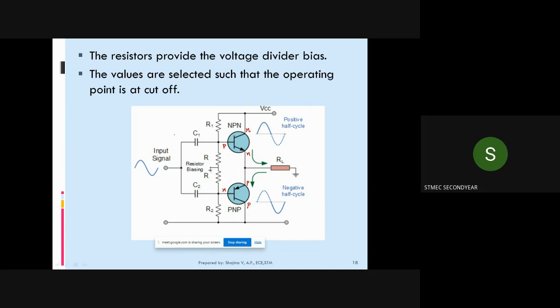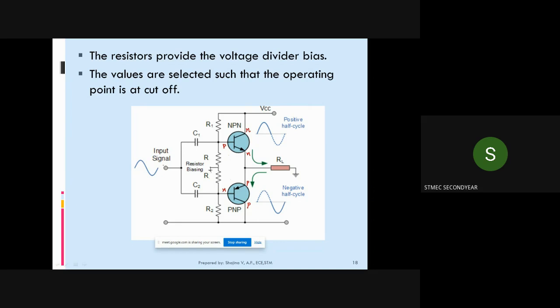Now we are applying the input signal. And one more thing, if you are not applying any input signal, both the transistors will be in the cutoff region. So there will not be any output power. That is, with a zero signal input, none of the transistors conducts and the output voltage will be zero.